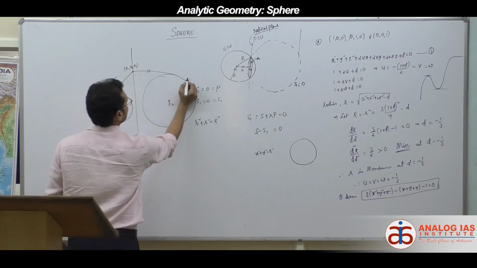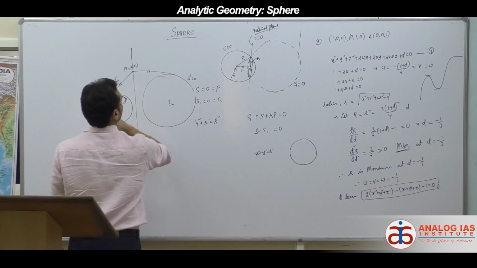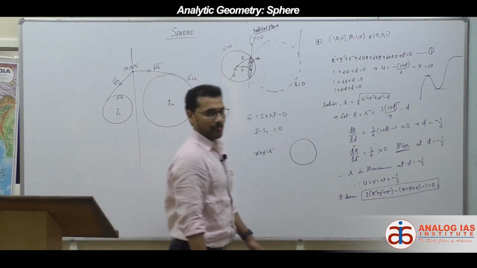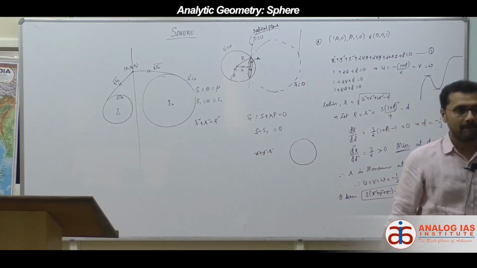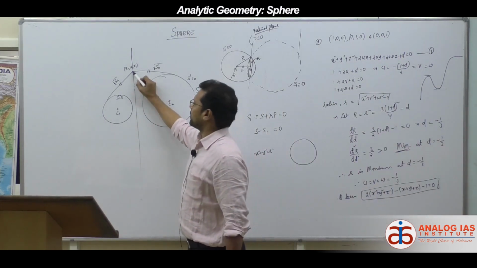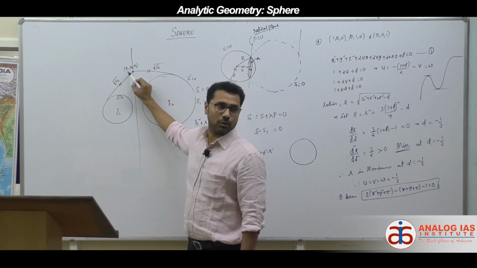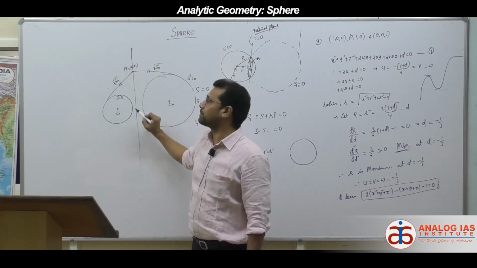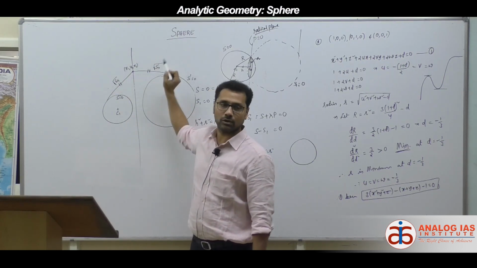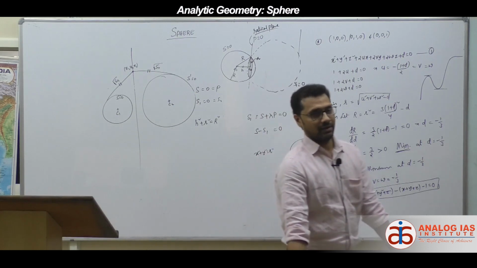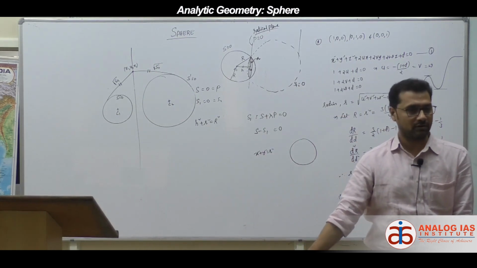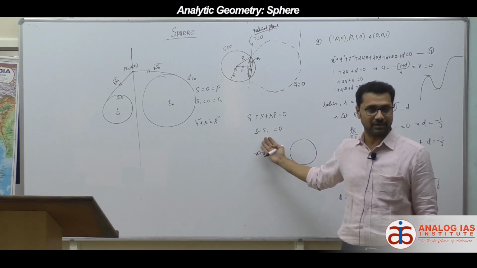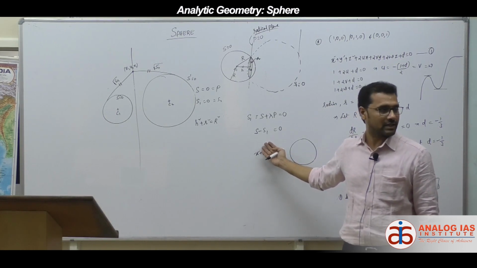Suppose this is S dash. This would be square root of S dash 11. The locus of such points which make equal lengths of tangents would be a plane. That is, square root of S11 equal to square root of S dash 11, which is nothing but S11 minus S dash 11 equal to 0. It's the same thing, the radical plane. We call it the radical plane.